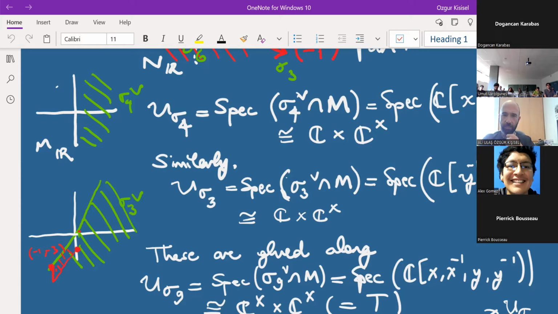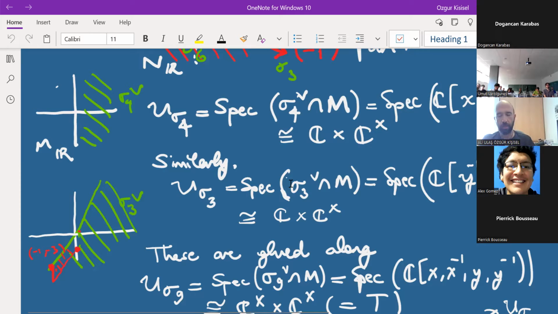But again, abstractly, the spectrum of this algebra is isomorphic to C cross C star, for similar reasons. Here your Y inverse does give you a factor of C, and the other pair gives you the C star factor. Maybe it's important that these identifications are, in a way, not canonical. We'll see this a little better in gluing, because, okay, how are they glued?